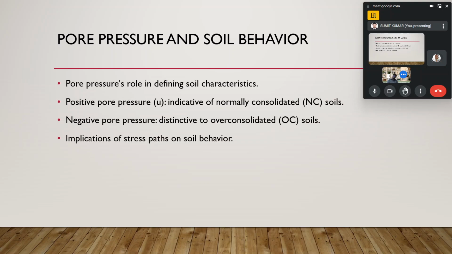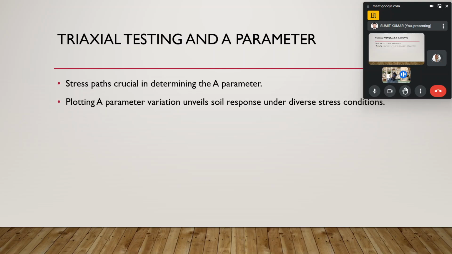And the pore pressure and the soil behavior: when we talk about the pore pressure's role in defining the soil characteristics, the positive pore pressure indicates a normally consolidated soil, and negative pore water pressure determines the over consolidated soil. This statement already came in our study. Now when we talk about the implementation, the implementation is one of the aspects which we need to be aware of. Basically, anything we study, we talk about the implementation, that is, how with the help of the stress path we state the behavior. That is one of the very important aspects.